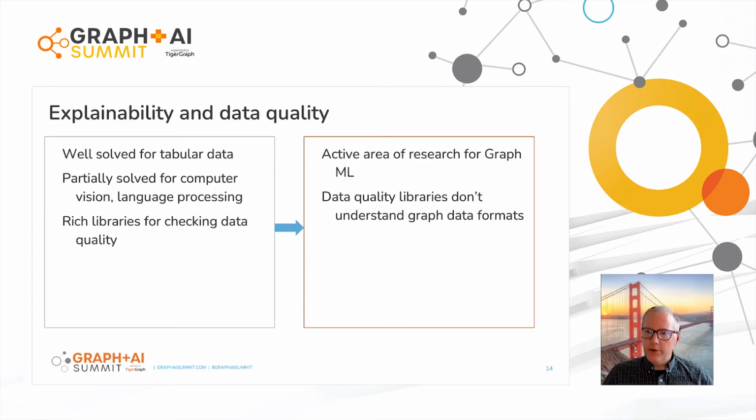For other domains like computer vision and natural language processing, it's more of an emerging field, but there has been good progress made. A lot of the common algorithms like SHAP can now be used for computer vision and natural language processing as well. But this is very much an area of active cutting-edge research for graph ML.